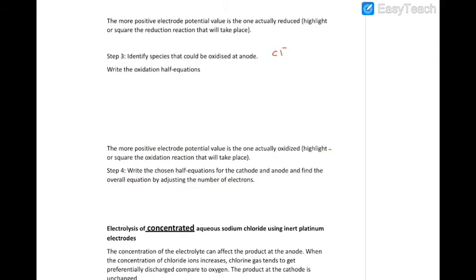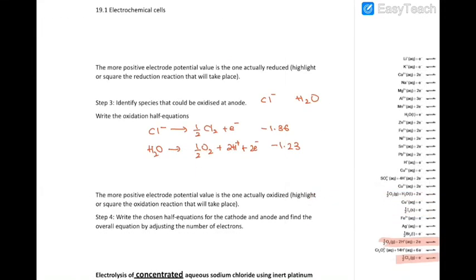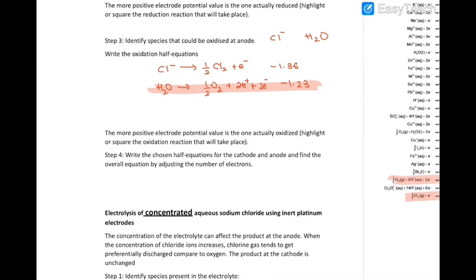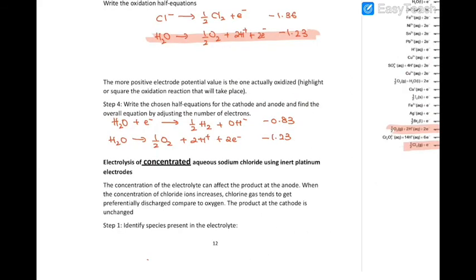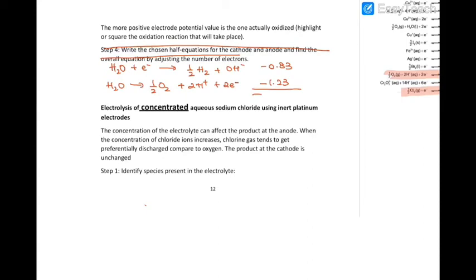At the anode, we have Cl minus and H2O. So the half equations are the oxidation of Cl minus and the oxidation of H2O. Now we'll have to flip the equations. The one that's more positive, this one, is going to get oxidized. So these are the two equations. We're now going to attempt to write an overall equation. We can leave that out, but we can find the overall electrode potential, which is minus 2.06 volts.